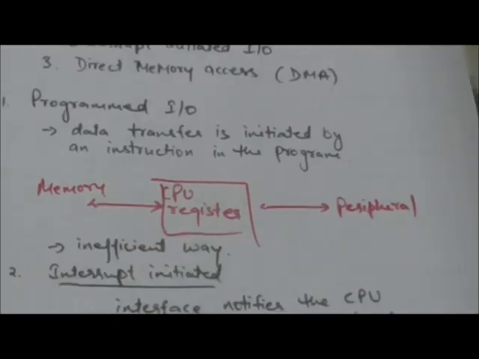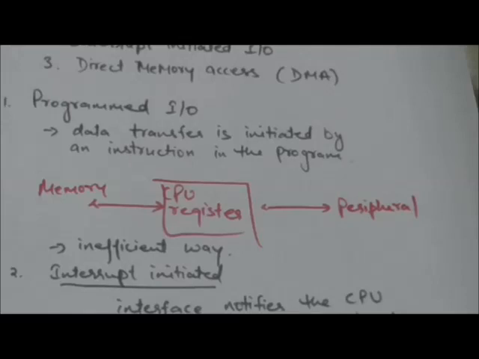So in this case, once the data transfer is initiated, the CPU has to constantly monitor the interface of the peripheral. The CPU has to constantly monitor the input output device whether it is ready for data transfer or not. So when the CPU finds that the input output device is ready for data transfer, the CPU starts the data transfer.